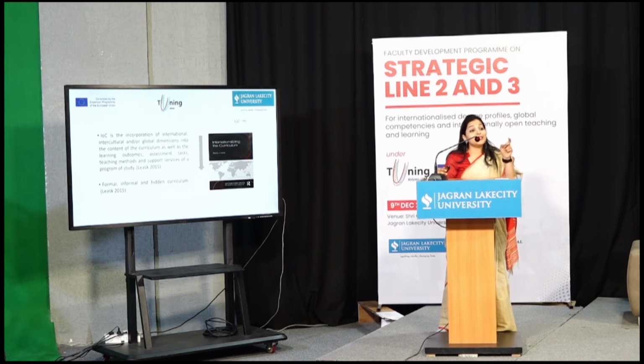Now when we talk about internationalization, especially in the curriculum, our objective here is to inculcate and embed internationalization at all three levels. At the formal level, for example, my area is organizational behavior, so how am I going to embed, how am I going to include internationalization in my area?